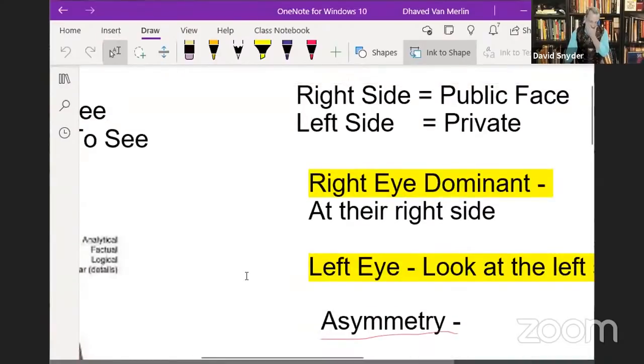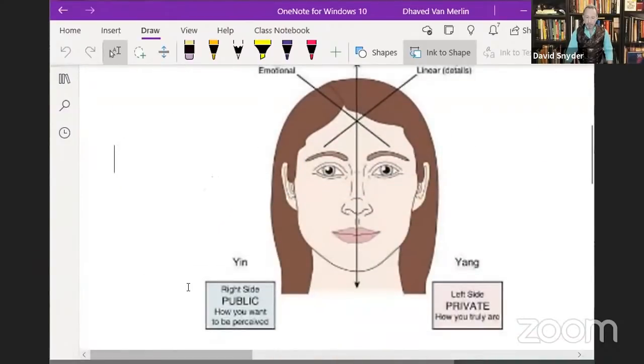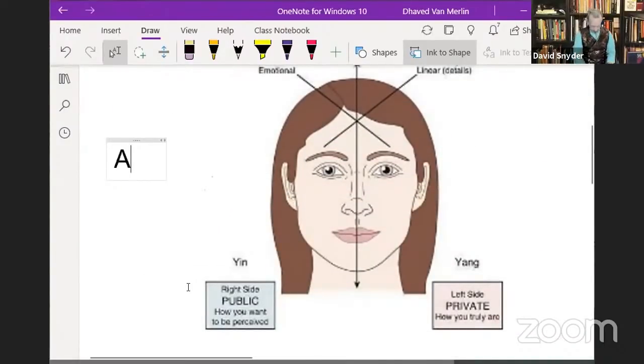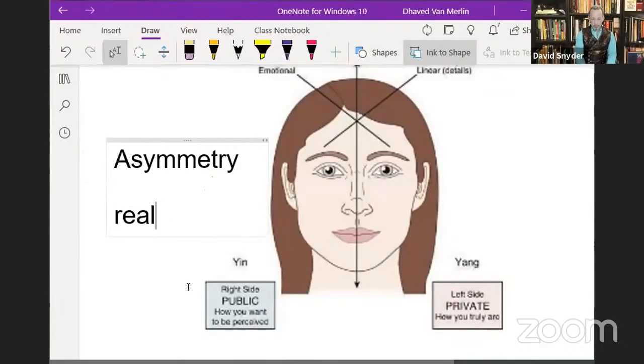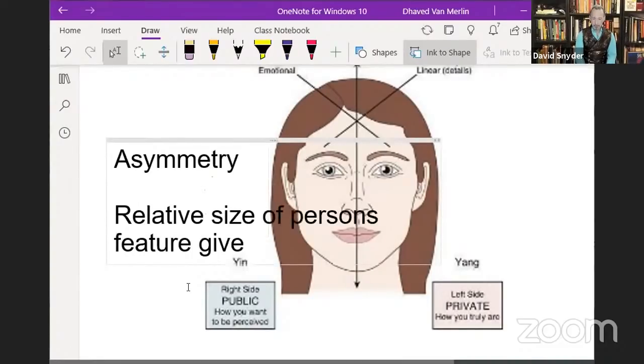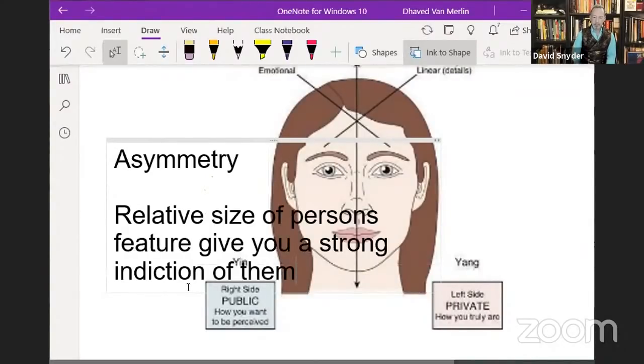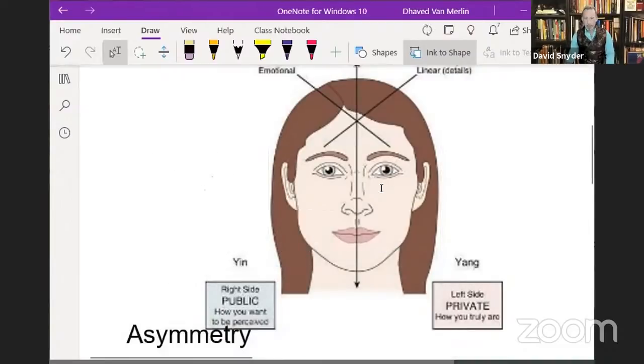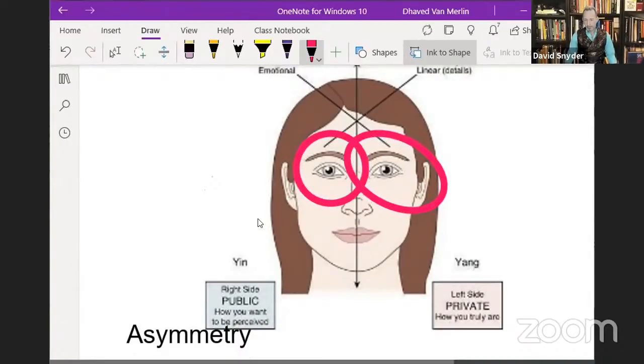What do we want to look at when we're assessing a person's right versus left side? Well, the first thing we want to look for is asymmetry. Why do we want to do that? Because the relative size of a person's feature will give you a very strong indication of their temperament. The particular trait I talk about right here is the eyes. When I'm looking at the eyes, I want to look at the right side versus the left side and figure out which is bigger. The eyes tell us how open a person is, how emotionally available and expressive they are.